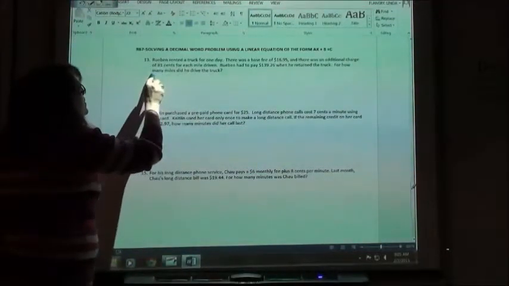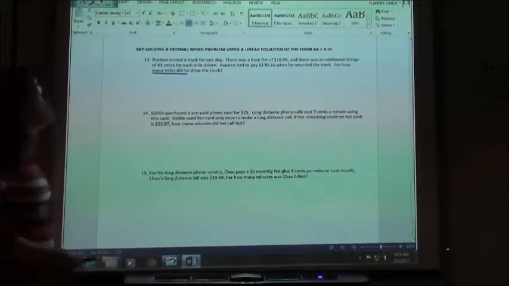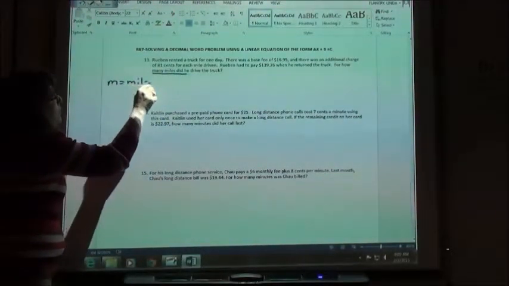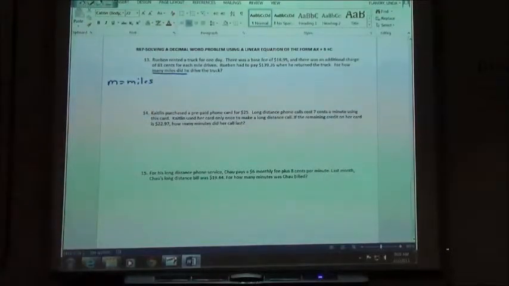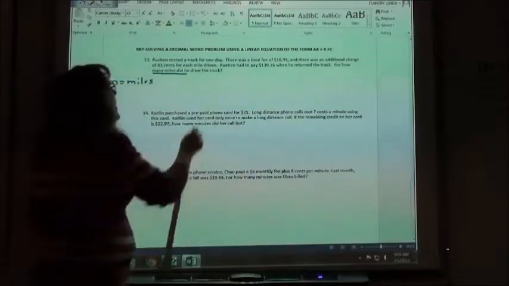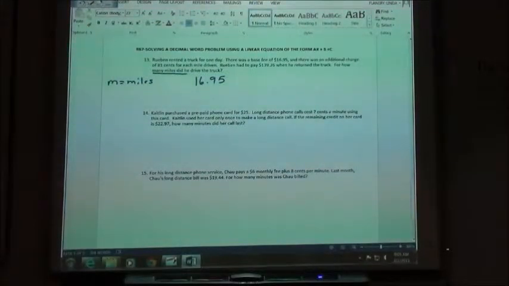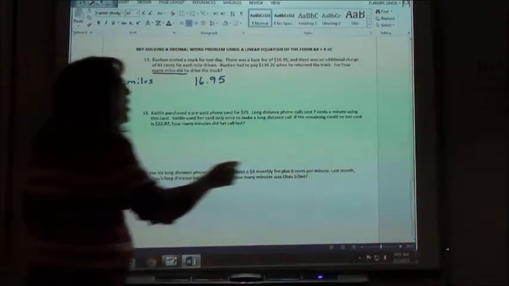So here the question's asking how many miles did he drive the truck. I'm going to use M for my number of miles. That tells me what variable I might want to use, and when it mentions the number of miles, that's probably where I'm going to have to throw my variable in. I'm going to rent a truck. My base fee is $16.95. I have to pay that whether I drive it 10 miles or 9,000 miles. $16.95.